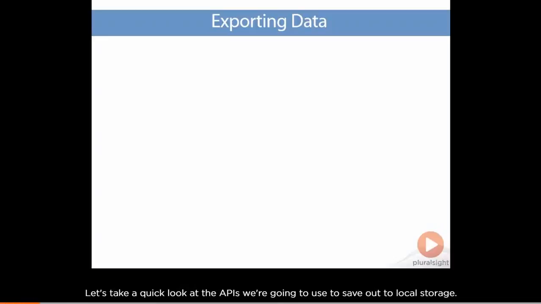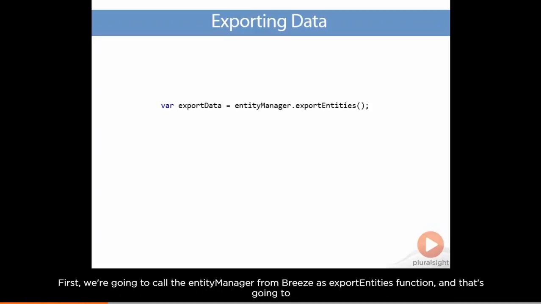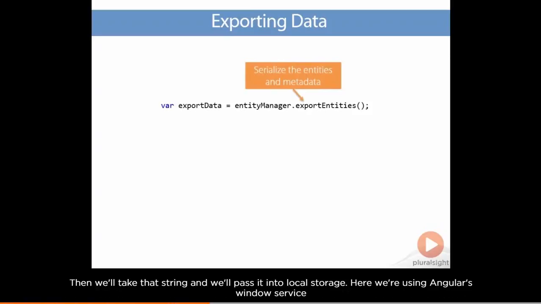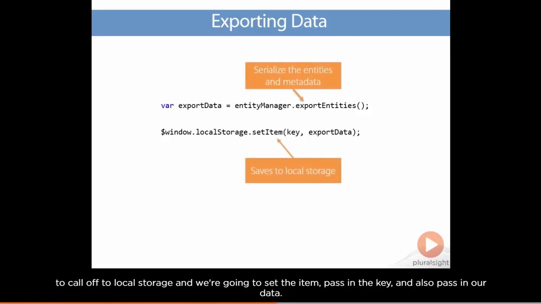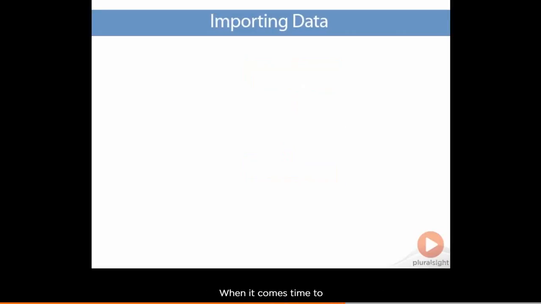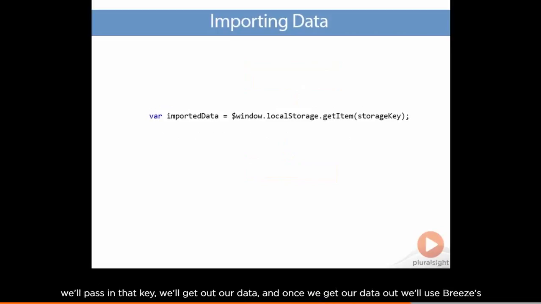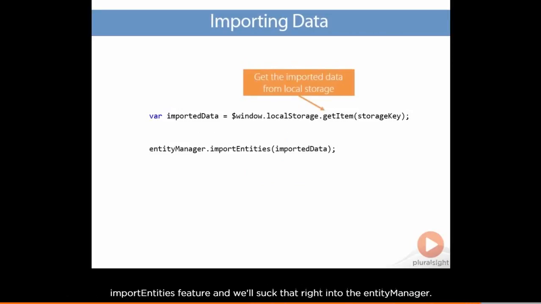So let's take a quick look at the APIs we're going to use to save out to local storage. First, we're going to call the entity manager from Breeze, its exportEntities function. And that's going to serialize all the entities and all the metadata from Breeze, and then save that off to a string. And then we'll take that string and pass it into local storage. Here we're using Angular's $window service to call off to local storage, and we're going to set the item, pass in a key, and also pass in our data. And when it comes time to get that data back out of local storage, we'll import it using $window.localStorage.getItem. Again, we'll pass in that key, we'll get out our data. And once we get our data out, we'll use Breeze's importEntities feature, and we'll suck that right into the entity manager.